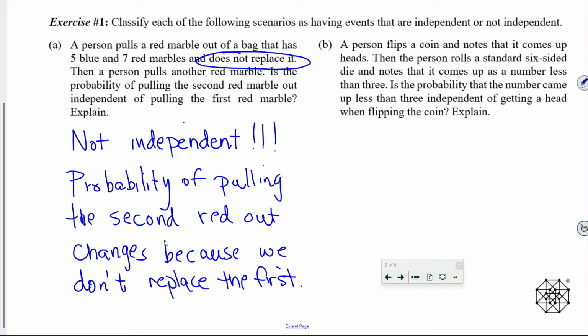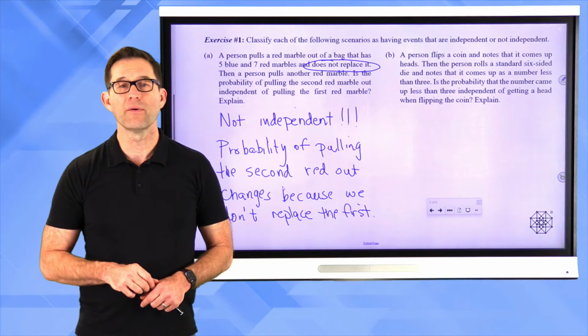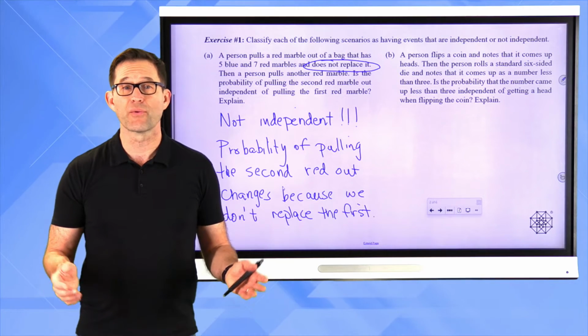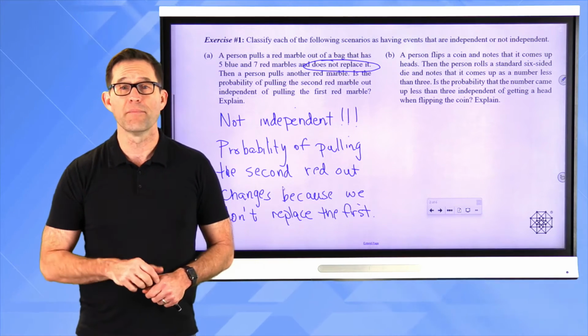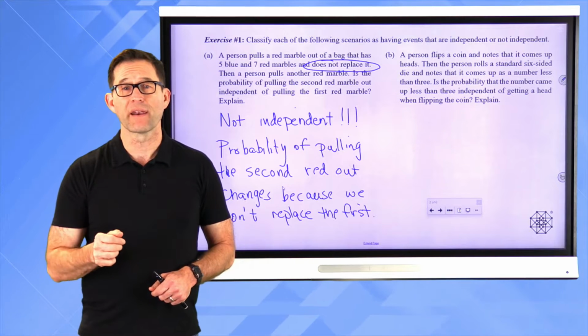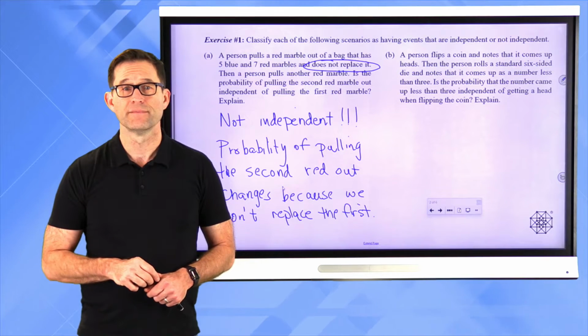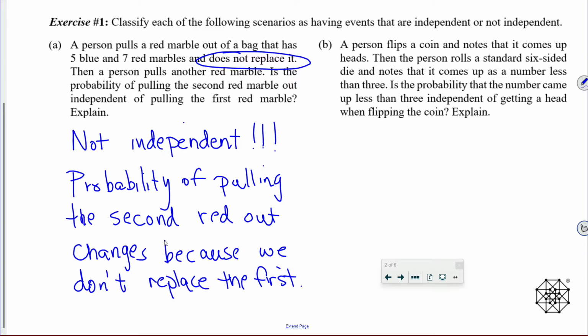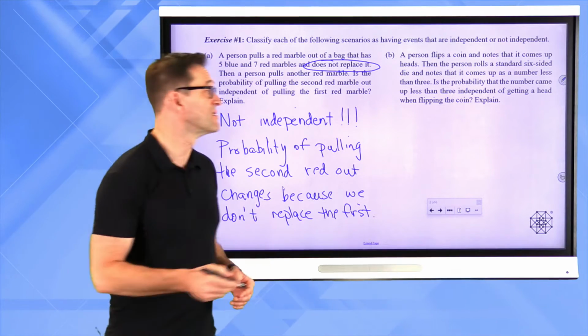A person flips a coin and notes that it comes up heads. Then the person rolls a standard 6-sided die and notes that it comes up as a number less than 3. Is the probability that the number came up less than 3 independent of getting a head when flipping the coin? Explain. All right, well, pause the video now. Is getting a number less than 3 independent or not independent of flipping that coin and getting a heads on it? Well, in this case, it's definitely independent.